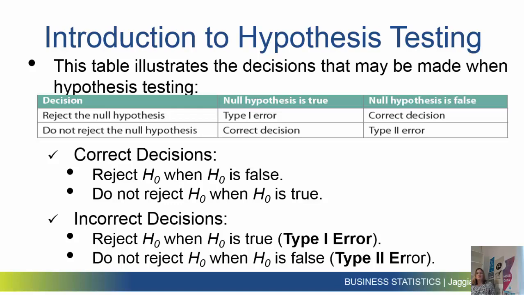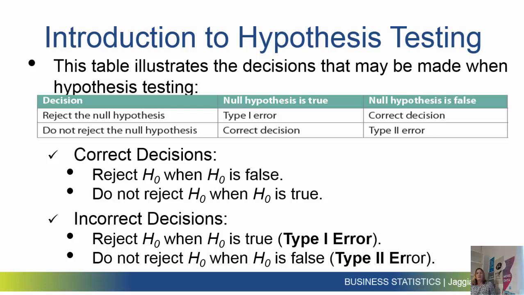As you can see, when the decision is to reject the null hypothesis and the null hypothesis is true, this is type 1 error. Then when the decision is to reject the null hypothesis and the null hypothesis is false, this is a correct decision. Then when the decision is do not reject the null hypothesis and the null hypothesis is true, this again is a correct decision. Then lastly, when the decision is not to reject the null hypothesis and the null hypothesis is false, this is type 2 error.